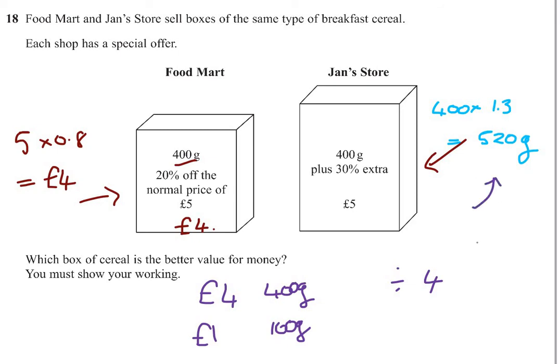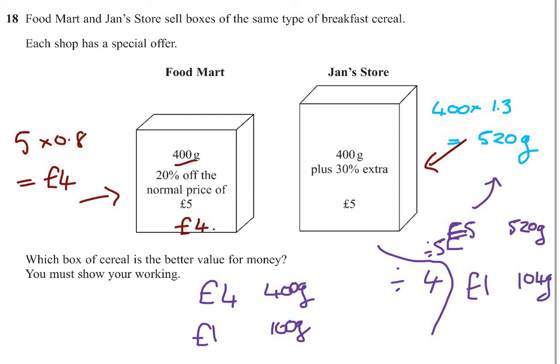Now let's look at this one. We get £5 for 520 grams, and let's divide by 5. So let's separate this. That is a pound sign there. So £1 is going to be, well, 520 divided by 5, so that's 100 plus 20 divided by 5, is 104 grams.